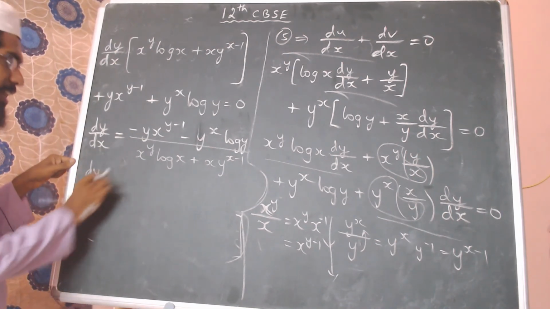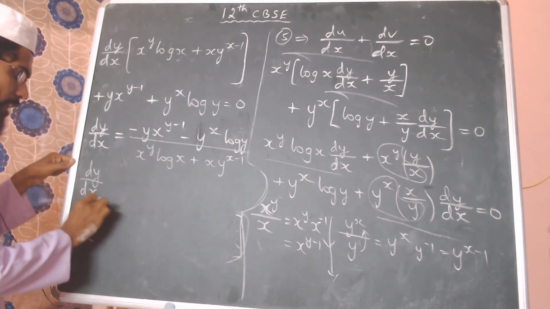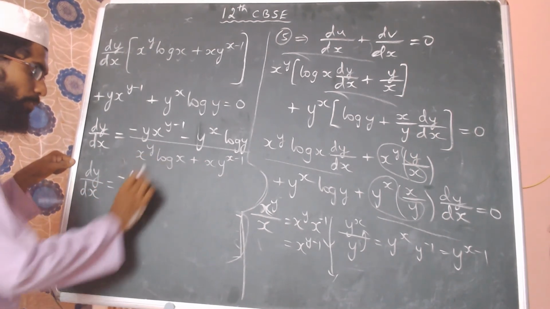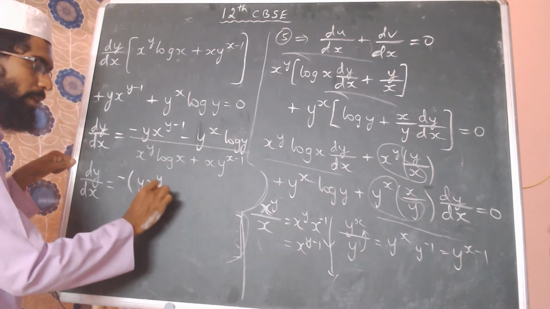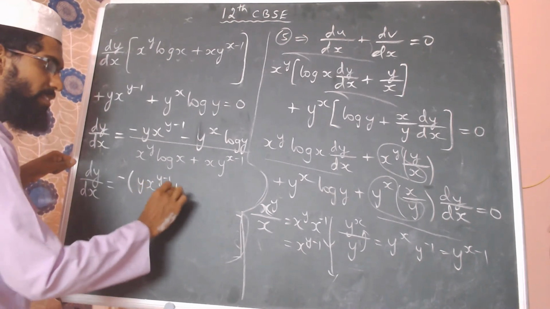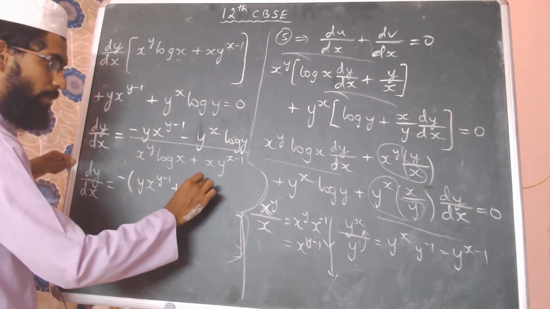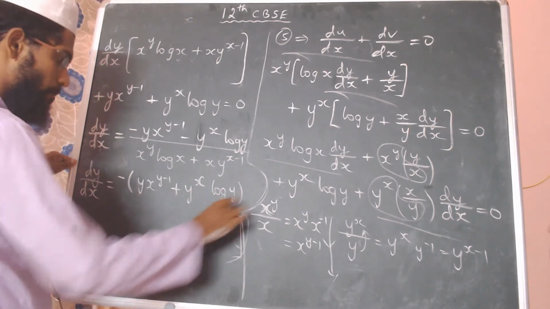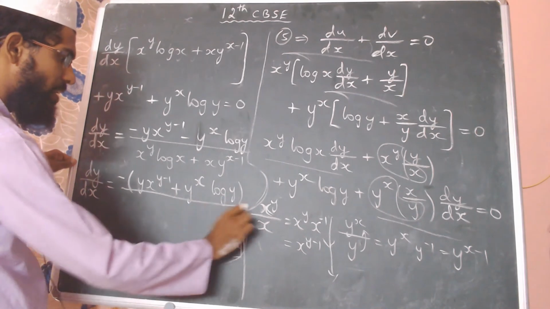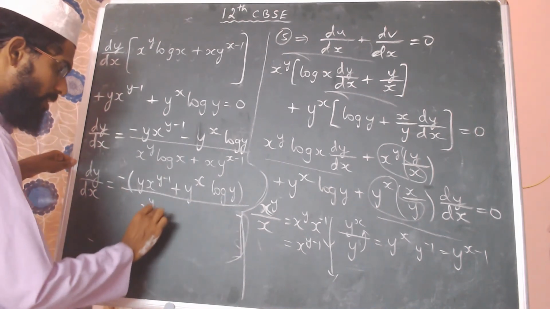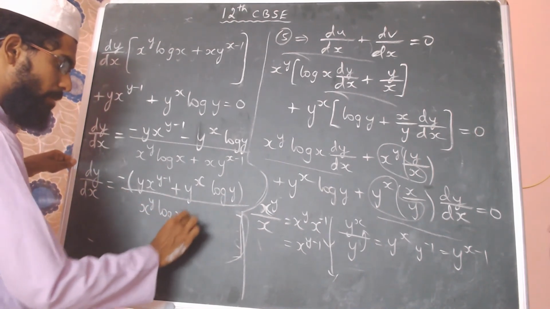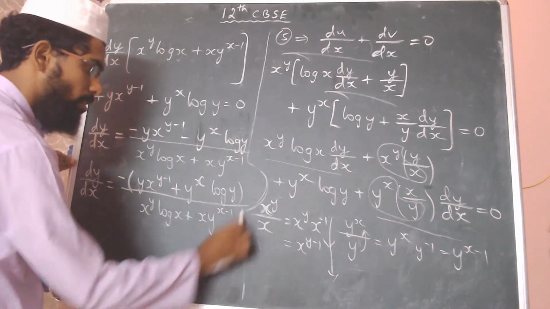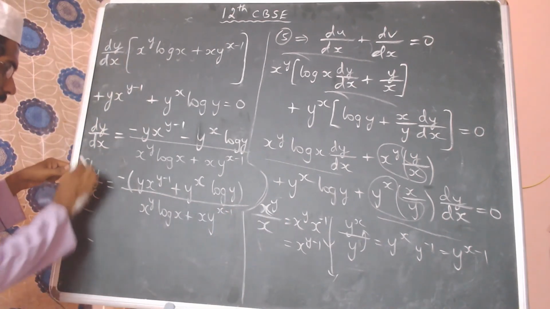But what I can do is take minus common from this. If I take out minus common, I will be getting y into x power y minus 1 plus y power x log y, divided by x power y log x plus x into y power x minus 1. So that's it. This is my dy by dx.